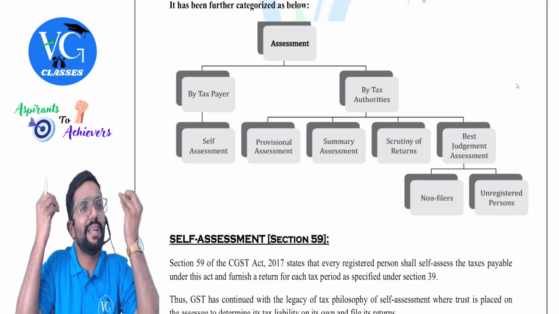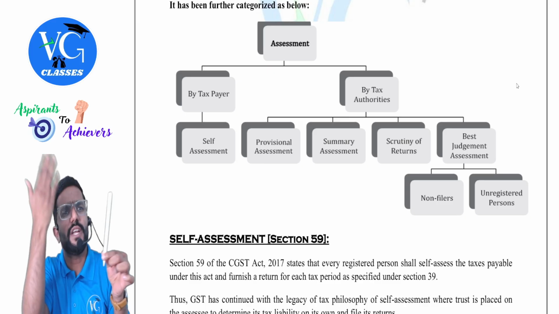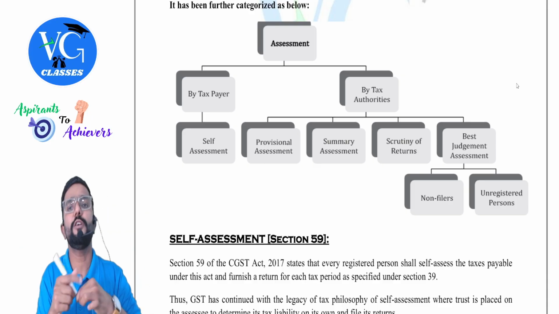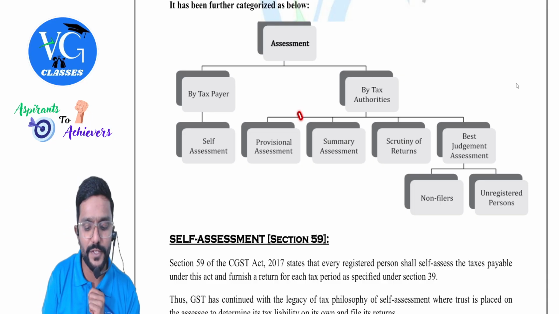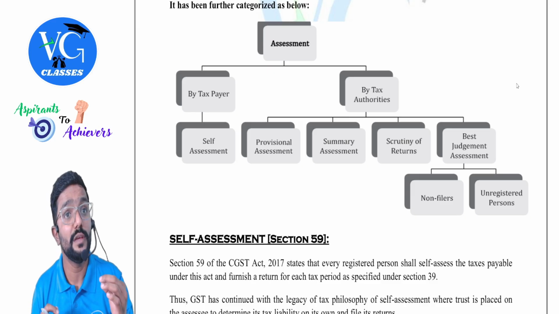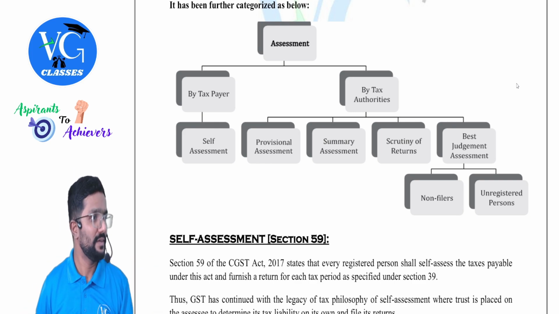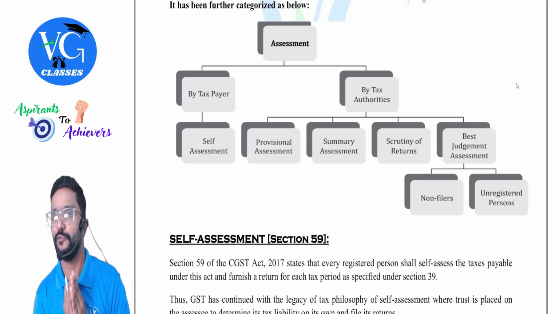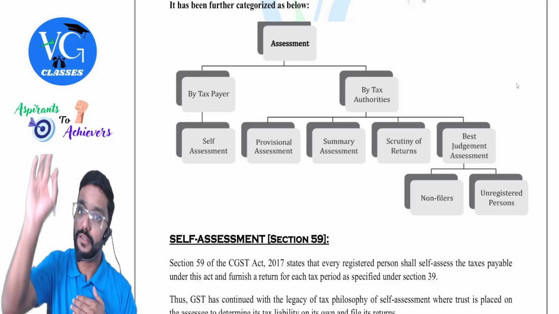Now, sir, he wants to do it, but he is not able to. He doesn't have any knowledge, or he doesn't know what rate is applicable for his goods. He is not able to do any classification or find the HSN code applicable for his goods. Can he request the proper officer to do provisional assessment? Yes. Sir, please do the calculation on my behalf, I am not able to do it. If they accept my request, they will do it.